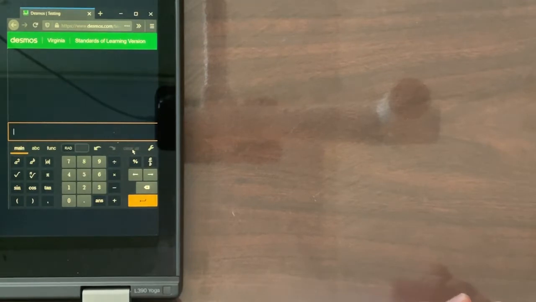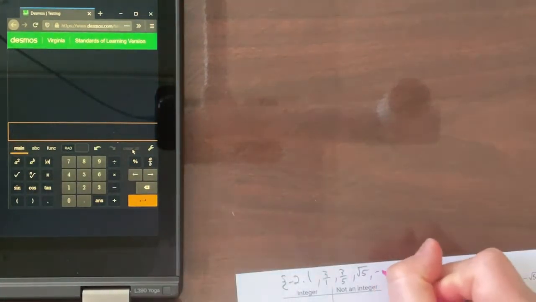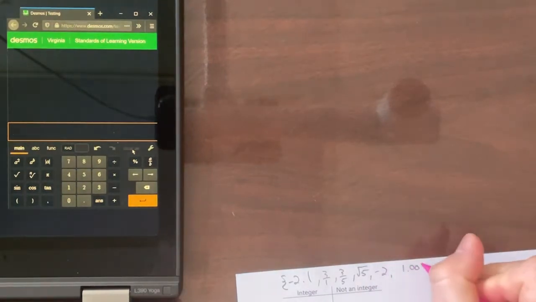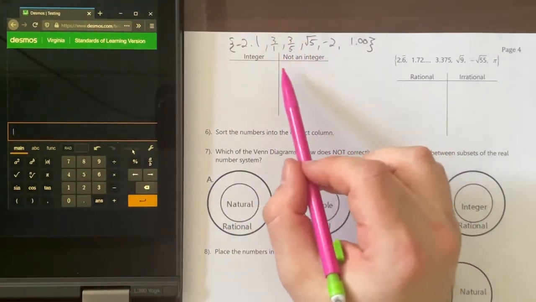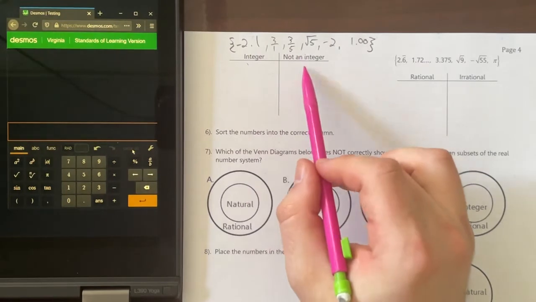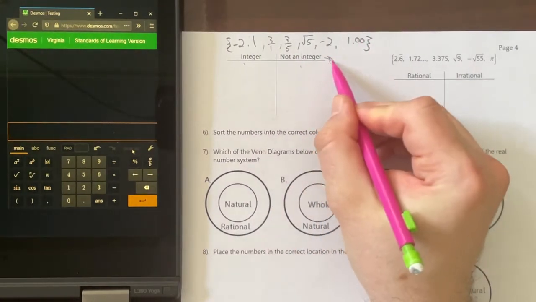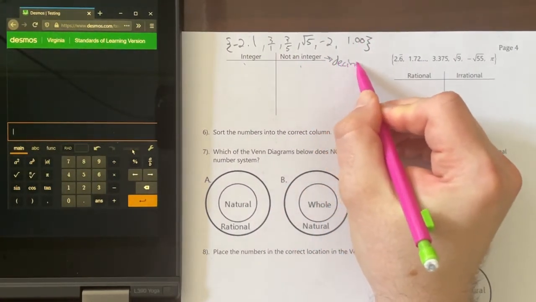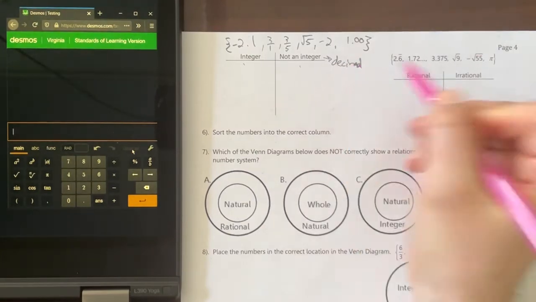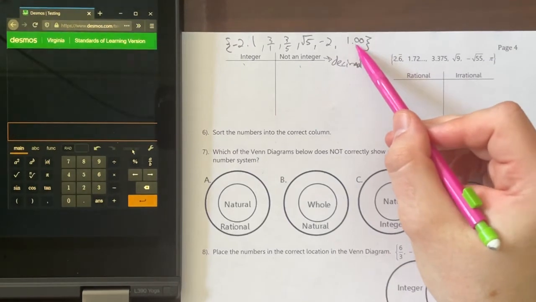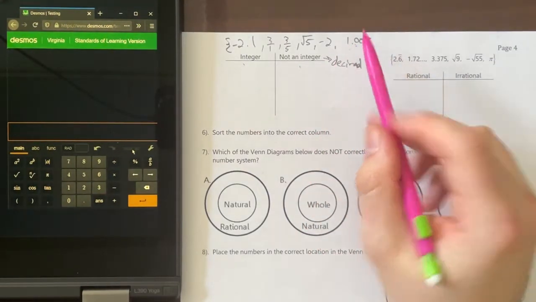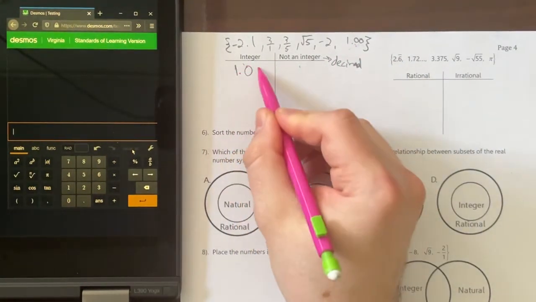Square root of 5, -2, and 1.0. So if we're talking about this set of values at the top, it's saying, okay, which of these is an integer and which of these is not an integer, meaning it has a decimal value after the decimal place. So for instance, even though this is in decimal form, this is an integer because it's just 1.0. So you could say 1.00.